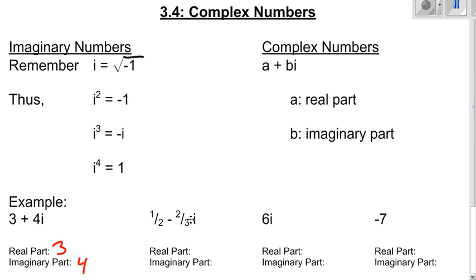1/2 minus 2/3 i. 1/2 is the real part, -2/3 is the imaginary part. 6i, so this is the same as 0 plus 6i. So the real part is 0, imaginary part 6. For -7, there's no imaginary part. You could say 0i. So the real part's -7, the imaginary part 0.